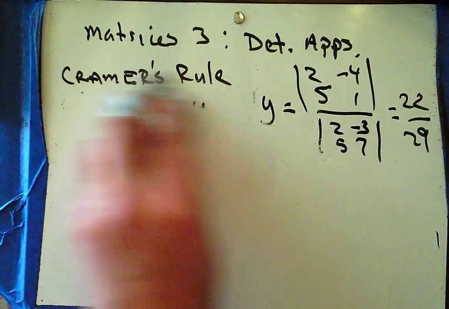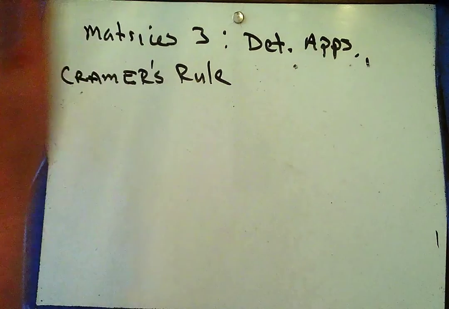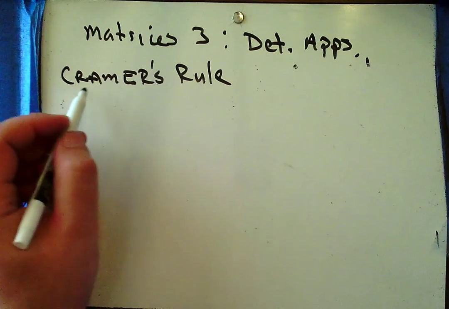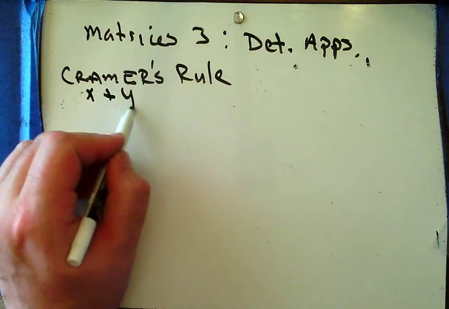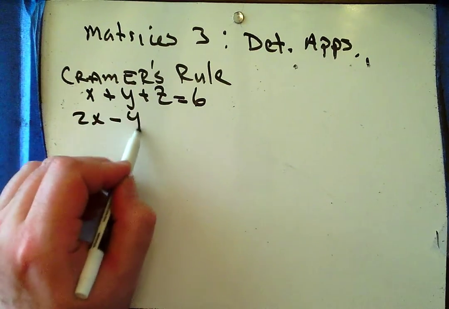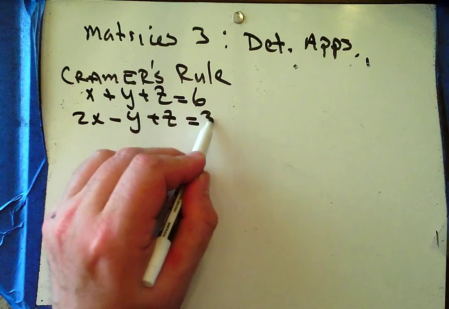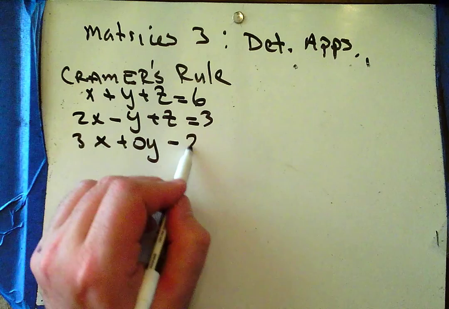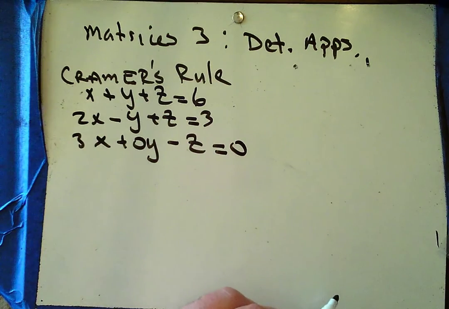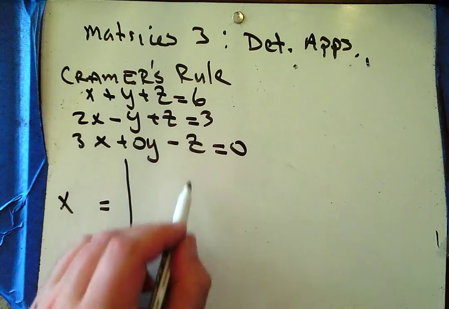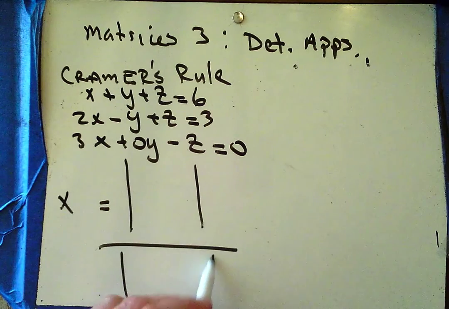All right, so can we solve a 3 by 3 using Cramer's rule? Well, if I have this 3 by 3, x plus y plus z equals 6, 2x minus y plus z equals 3, 3x plus 0y minus z equals 0, how do we use Cramer's rule here? Well, Cramer's rule says if you're looking for x, then you do the x determinant over the coefficient determinant.